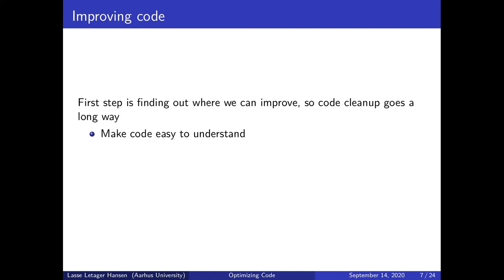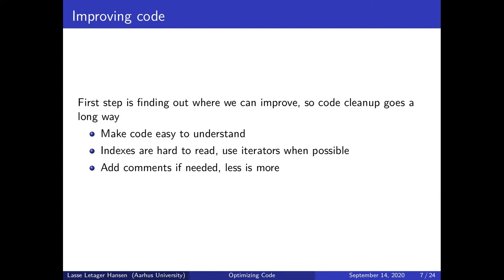Yeah, in general, when indexing a lot, it clutters the code. So if you can use names or iterators, that helps clean up the code, and add comments when needed. However, too many comments often clutter the code also. So only use comments when needed, because you can read the code also. If you make too many comments, you end up reading a novel instead of just looking at the code and understanding what it does.